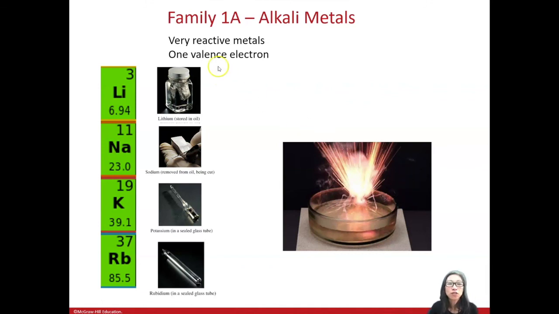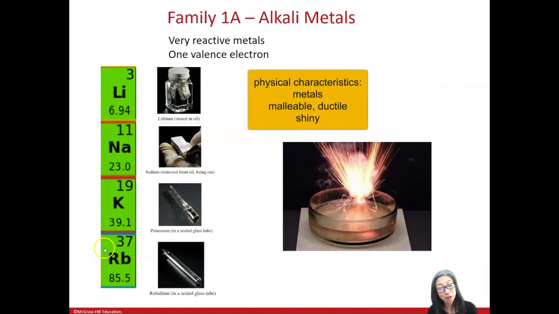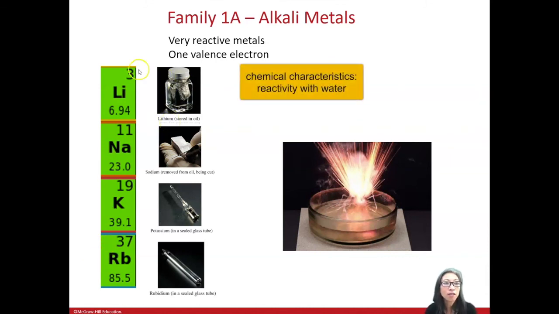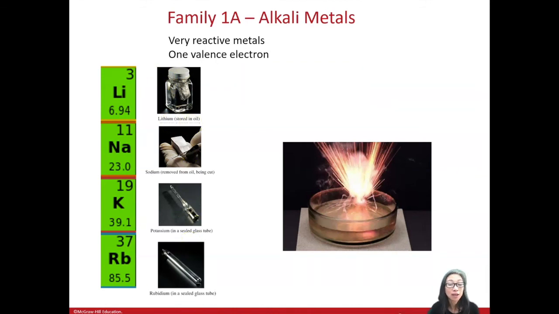And so there's a physical similarity of everything in the family. In this case, they're all metals. They're shiny, they're malleable, they're ductile. And then there's the chemical similarity of all of the elements in this family, that they're all very reactive because they all have 1 valence electron. And so you can determine the number of valence electrons, which is the most important, by looking at the family number for the A series elements.